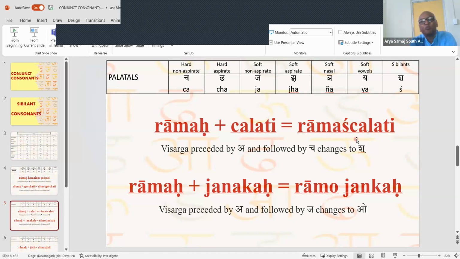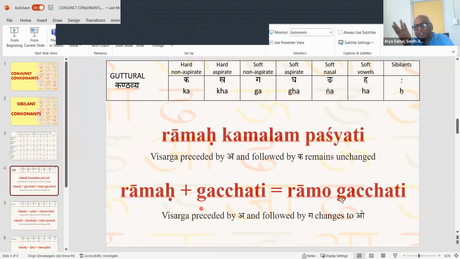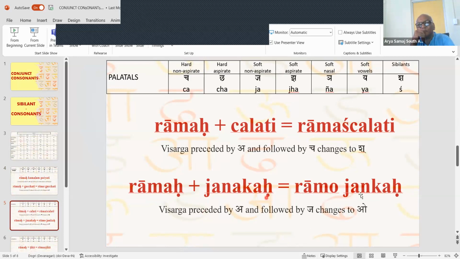But if it is followed by a soft, where the cha changes to ja in the next example, a hard cha has become a soft ja. So Ramaha Janakaha becomes Ramo Janakah, just like the previous rule. You remember the previous? Soft before ga, it changed. See, Ramo Gacchati, right? Ramo Janakah.